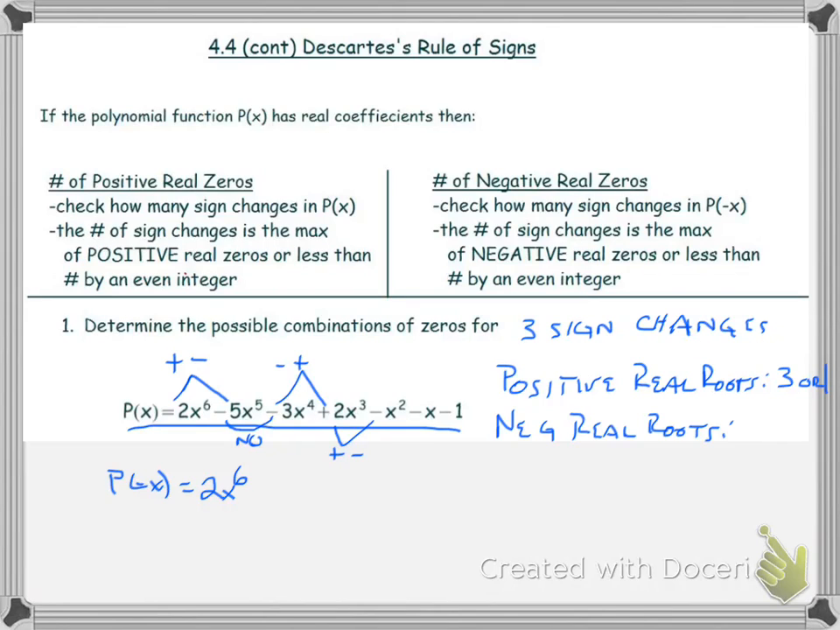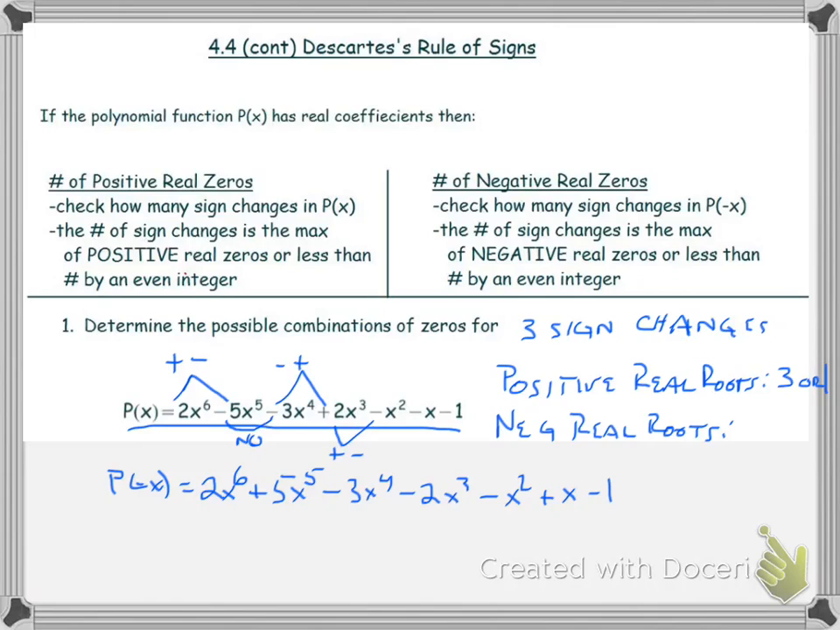But when I raise a negative number to an odd exponent, that's going to change that sign, which means this is going to become a plus 5x to the fifth. So all the even exponent terms stay the same, so this is still negative 3x to the fourth. All the odd exponent terms change signs, so that becomes negative 2x to the third. This stays negative x squared. This changes to positive x, and that stays a negative 1.